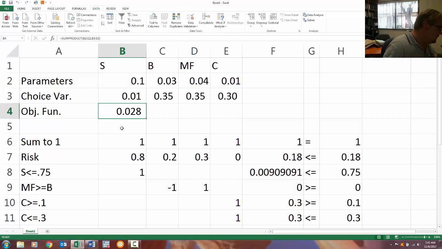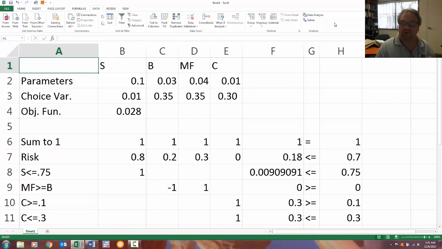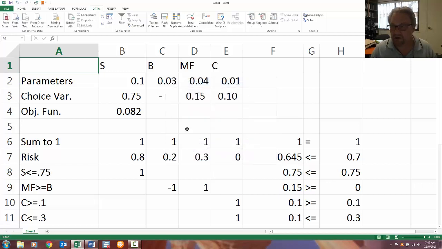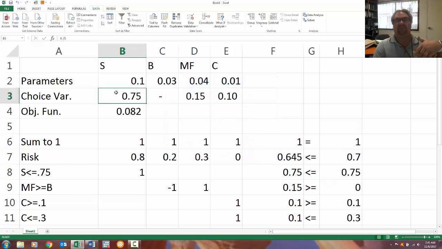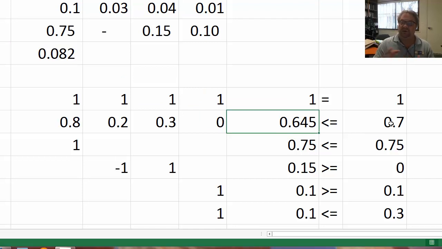And then C, a more aggressive client has a maximum risk value of 0.7. All right, so just go here, 0.7, and then resolve it. Nothing's going to change here. Just hit solve. All right, so this individual, 75% stocks, nothing in bonds, 15% mutual funds, 10% cash. Their annual return jumps up to 8.2%. And of course, their risk, at least their risk, is a little bit less than what they're willing to tolerate at 64.5%. All right, so there's parts A, B, and C.